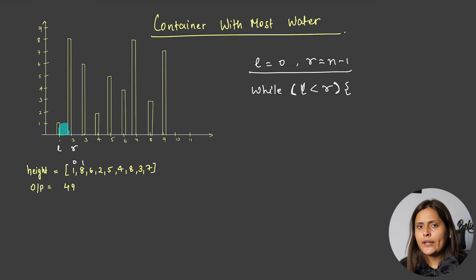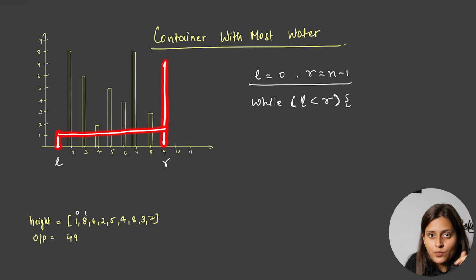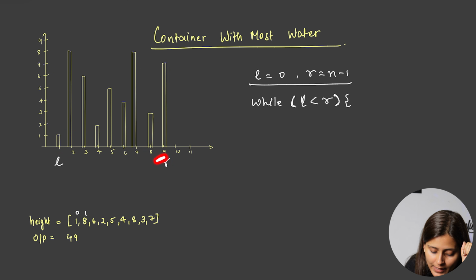Now what do we want to calculate? Our left pointer is here and right pointer is here. So what is the maximum water it can store? The maximum water we can decide with the minimum height of these two, which is 1, and the width is nothing but 9 minus 1. Or if you are taking it according to the index, it will be 8 minus 0.